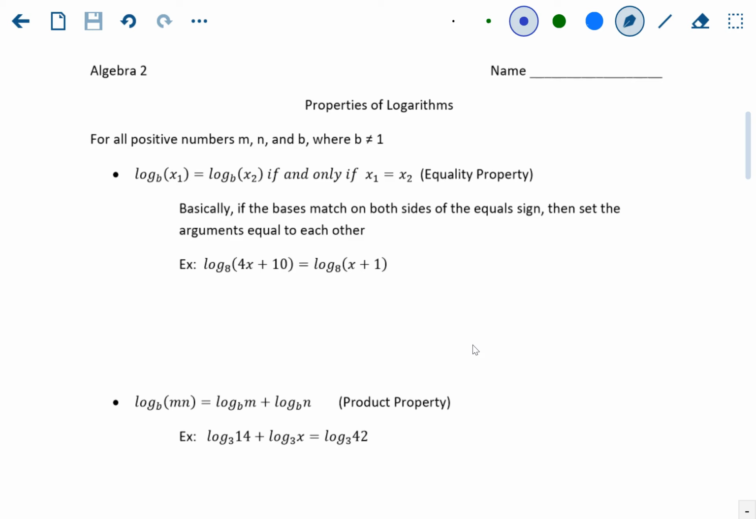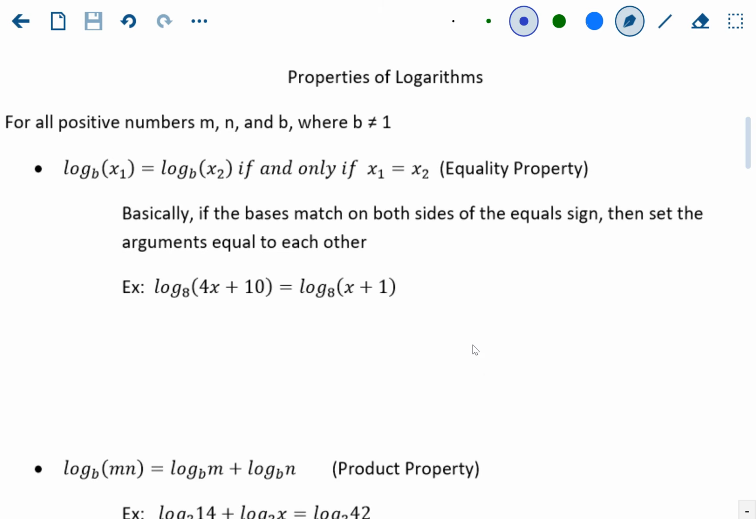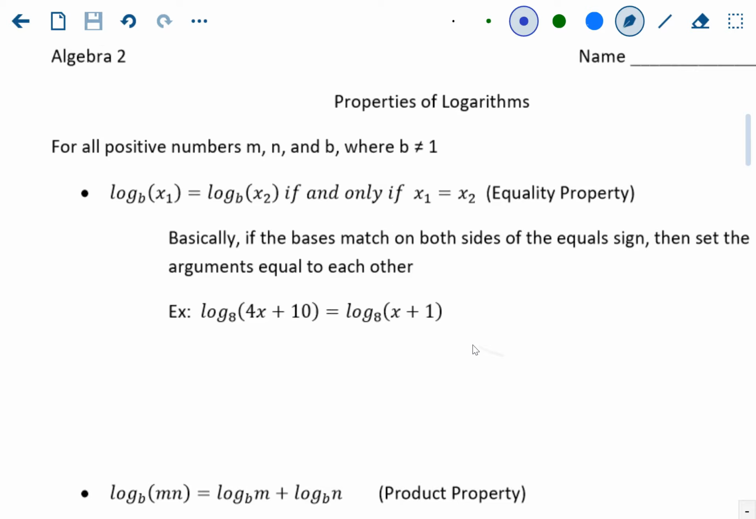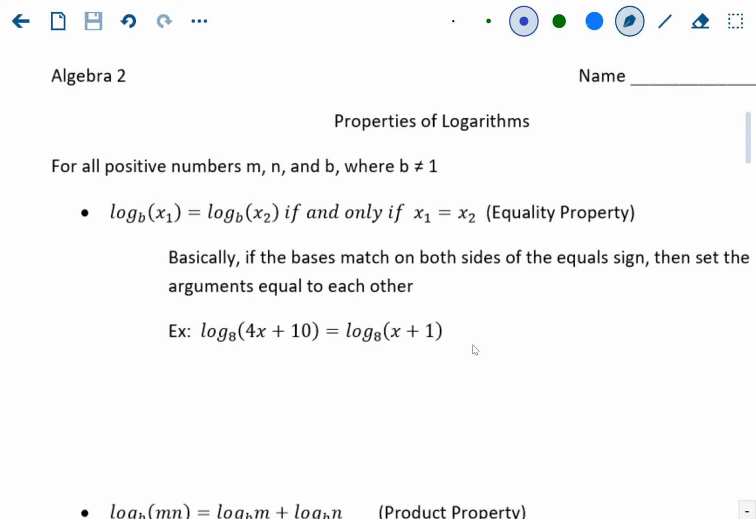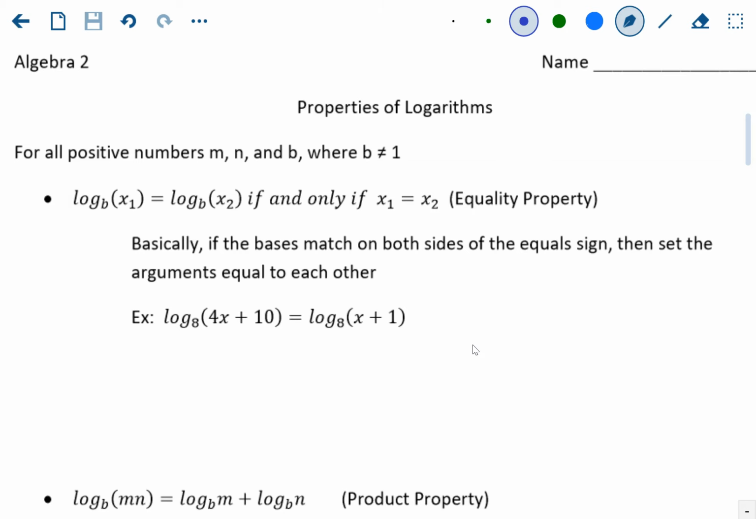Right, properties of logarithms. There's 4 properties we're going to be using. Right at the beginning we have: for all positive numbers m, n, and b, where b doesn't equal 1. B is going to be our base of the logarithms. And it says positive numbers because remember last week we talked about how you can't take the log of a negative. If you enter a log of negative something, you're going to end up with an error in the calculator. Okay, so we'll just run through these 4 properties and then that's it.